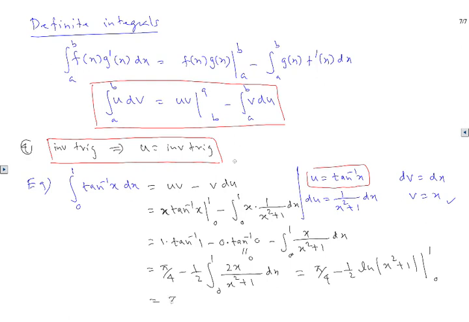So what's going to happen is pi over 4 minus 1 half. If you plug in 1, you're gonna get ln 2, minus, if you plug in 0, ln 1, but we know that ln 1 is 0. So that means this is simply going to be pi over 4 minus 1 half ln 2. Okay, so that's the final answer.